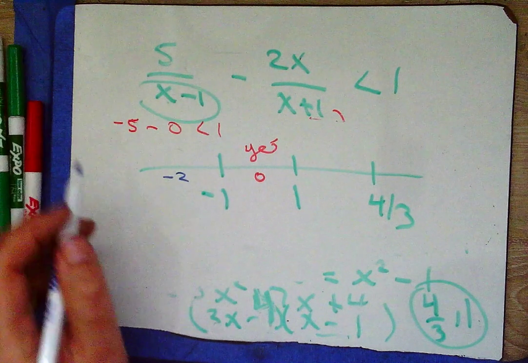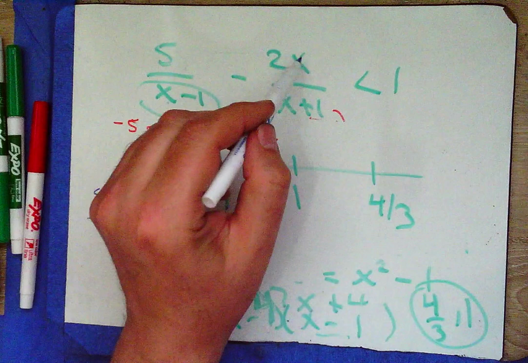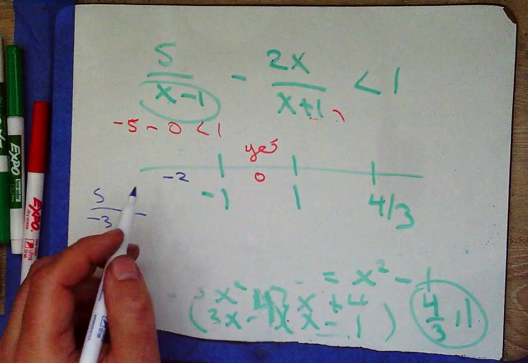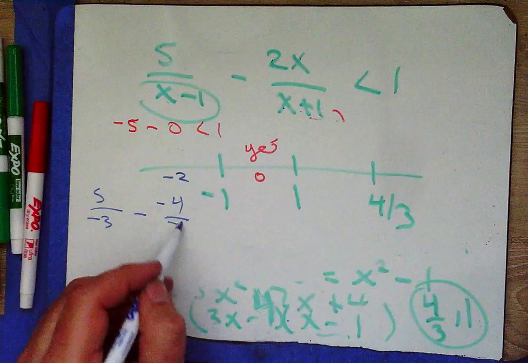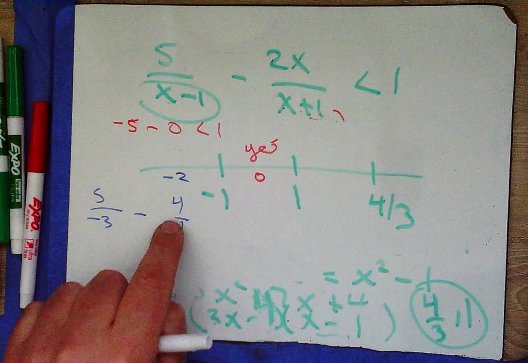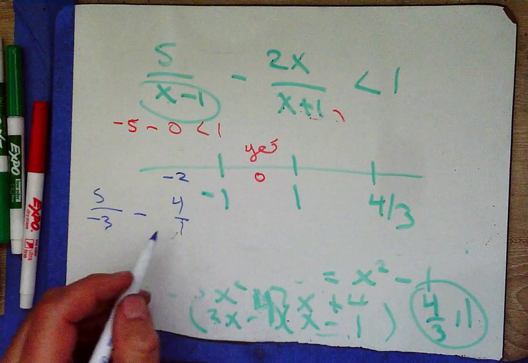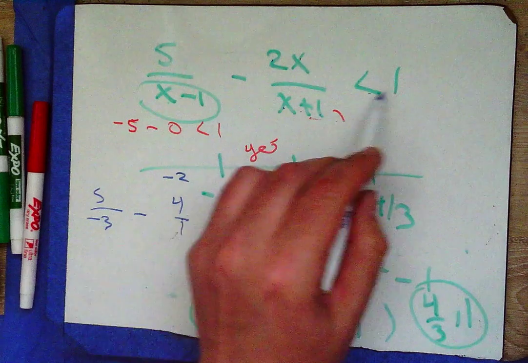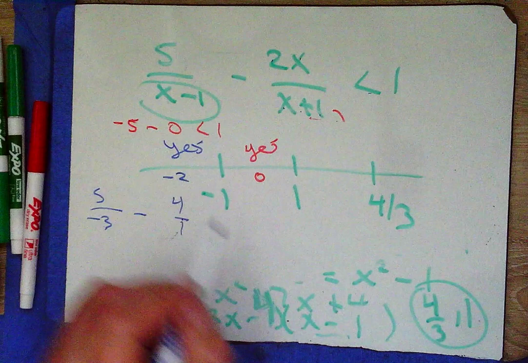Now I'm going to have 5 over negative 3 minus 2 times negative 2 is negative 4 over negative 2 plus 1 is negative 1. So these negatives cancel out. And now I'm looking at negative 5/3 minus 4. That's going to be a negative number. That's definitely less than 1. So that's a yes also.